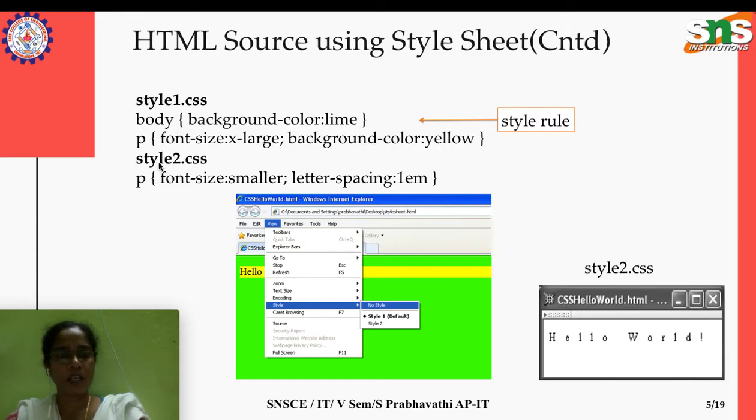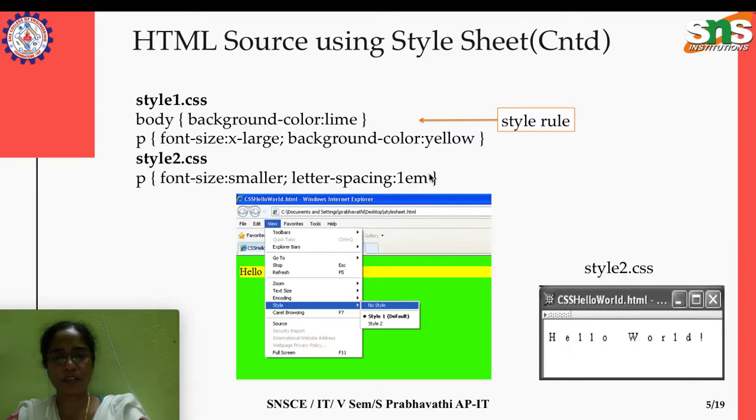And in style2.css, another file, in the text editor open a new file, name it style2.css, and have this line. The paragraph font size is smaller in size and letter spacing is 1em.